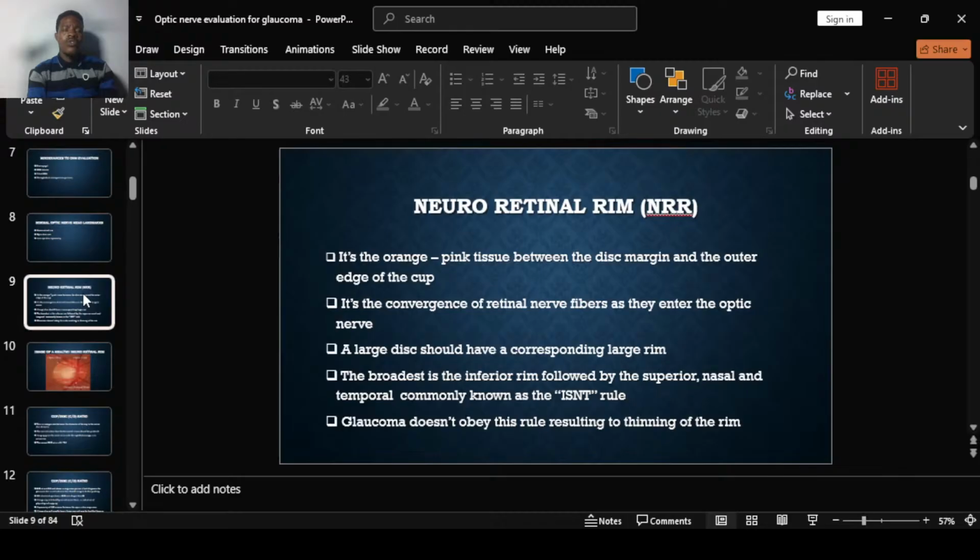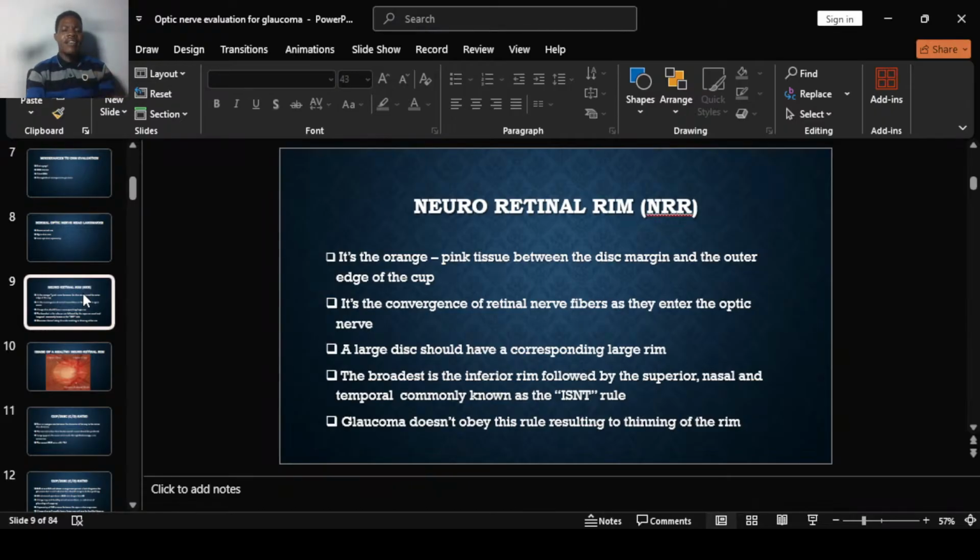the ISNT rule. So the ISNT rule states that the inferior neuroretinal rim should be broader than the superior, and then the superior neuroretinal rim should be broader than the nasal, and then the nasal should be broader than the temporal. But glaucoma doesn't obey this rule, resulting in thinning of the rim. So every time we see a thinning that doesn't obey this ISNT rule, we know it is glaucoma.